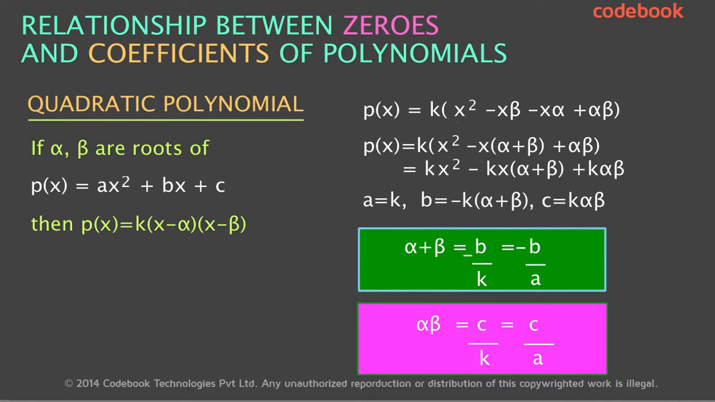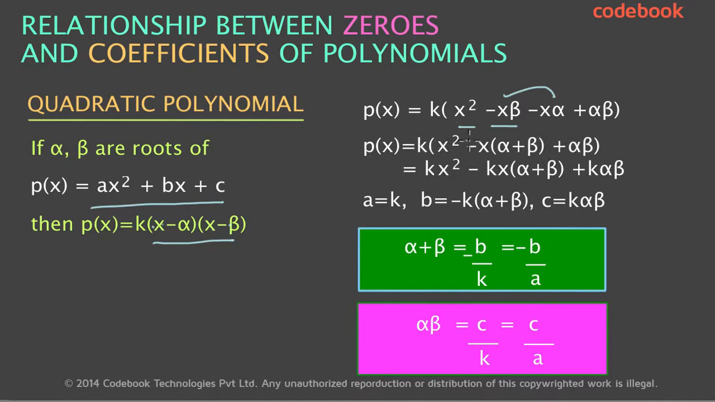So now let us assume that alpha and beta are the roots of the quadratic polynomial ax square plus bx plus c, and we have just seen that p of x can be expressed as k times x minus alpha times x minus beta. Now let's try to multiply these two terms. So x times x is x square, x times minus beta is minus x beta, and minus alpha times x is minus x alpha, and minus alpha times minus beta is plus alpha beta. Over here you can take minus x common in these two terms, and you will have minus x times alpha plus beta, and the rest of the two terms are still the same.